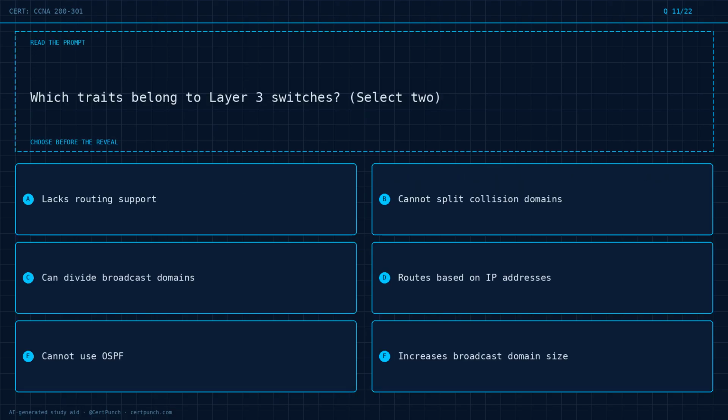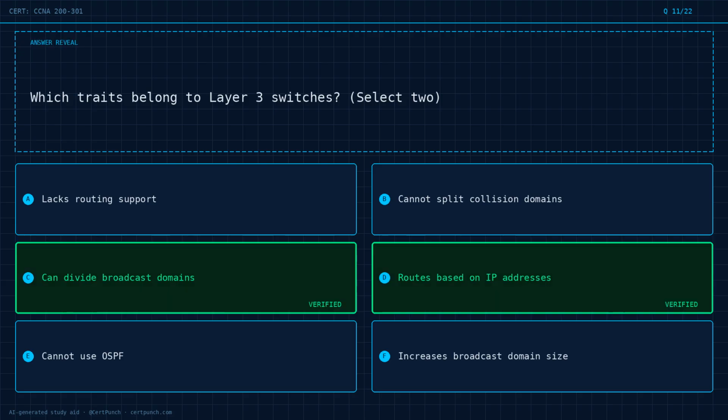Question 11 of 22. Which traits belong to Layer 3 switches? Select 2. Option A, lacks routing support. Option B, cannot split collision domains. Option C, can divide broadcast domains. Option D, routes based on IP addresses. Option E, cannot use OSPF. Option F, increases broadcast domain size. Choose the best answer before the reveal. Commit to it now.